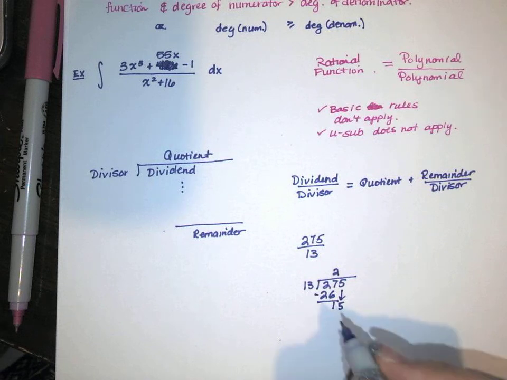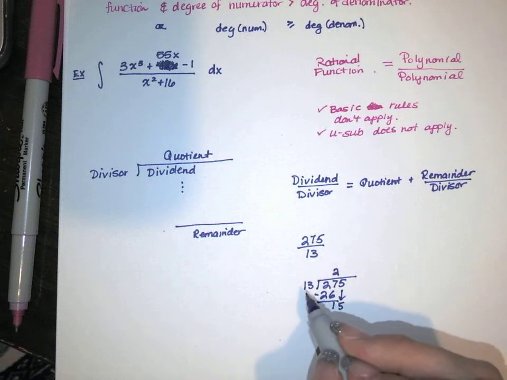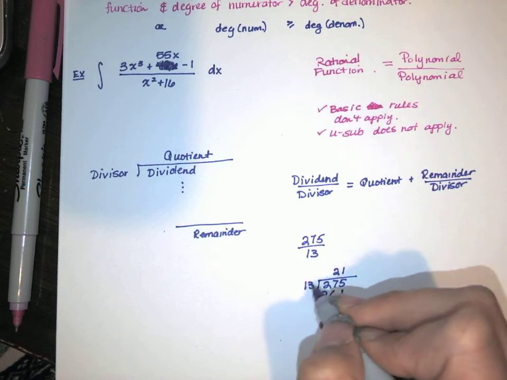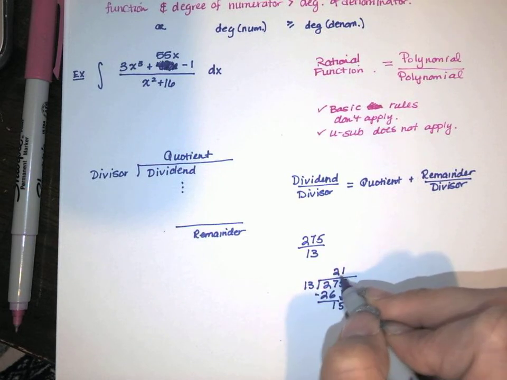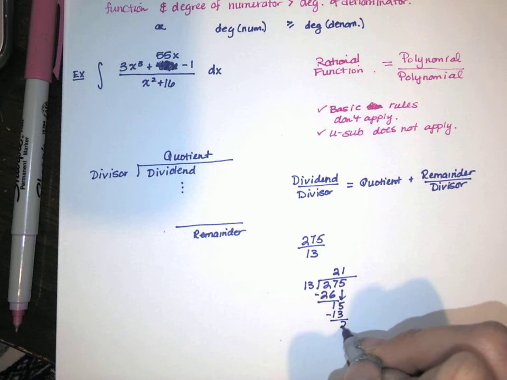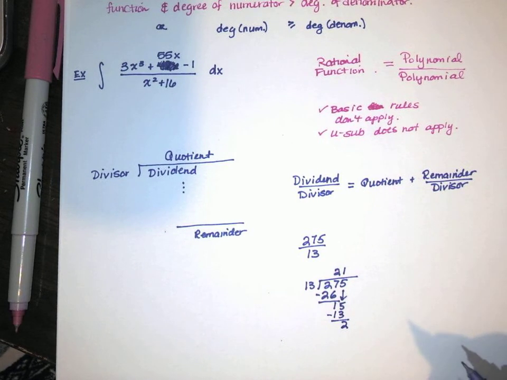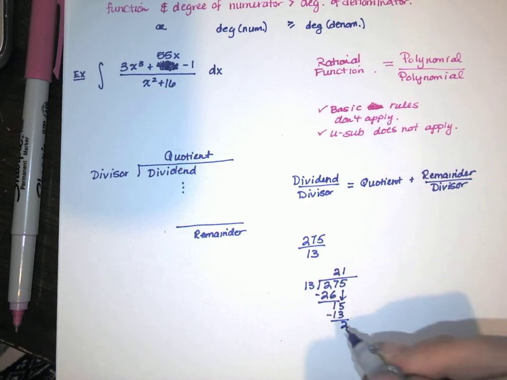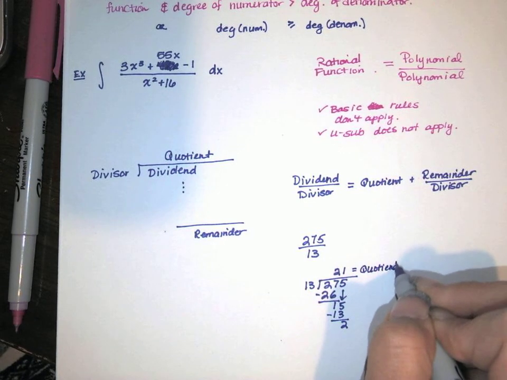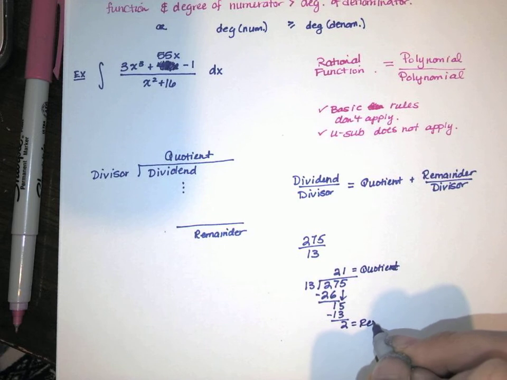Then once we've started again, we say, how many times does 13 go into 15? Goes in once. Then you do the 13 times the 1. 13 times the 1 is 13. Subtract, and you get a 2. Now, if we're not looking for repeating decimals, we're not trying to get a decimal approximation, this is the quotient. And this is our remainder.